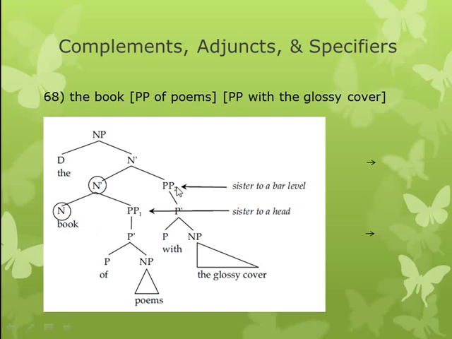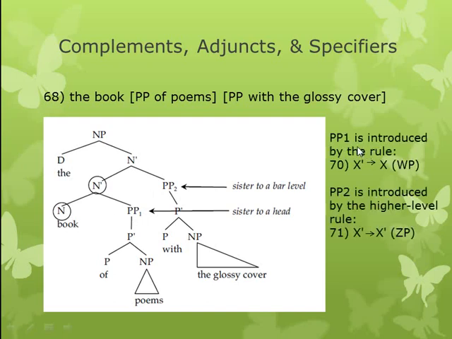Okay, so here let's go back. Jadi di sini PP2 itu adalah sister to bar level. PP1 is sister to head. So PP1 is introduced by the rule X bar consists of X and YP. Jadi PP1 ini dari X bar consists of X and YP. The N bar consists of N, noun, and prepositional phrase. While PP2 is introduced by the higher level, N bar yang atasnya, which consists of X bar and prepositional phrase, and ZP. Why ZP? Because this is prepositional phrase 1, and this is prepositional phrase 2.